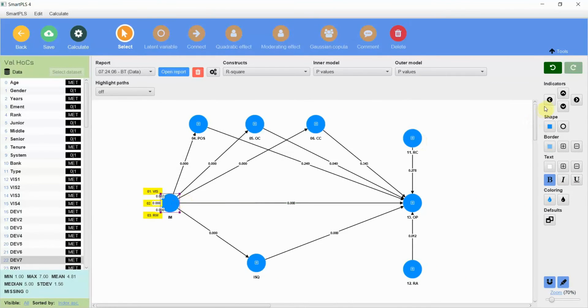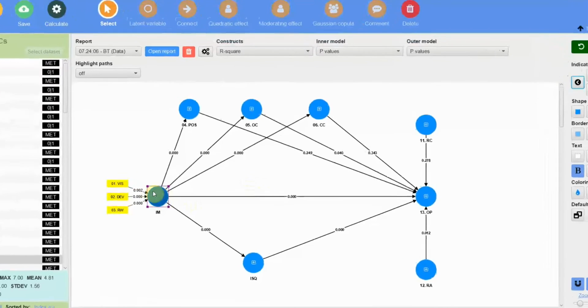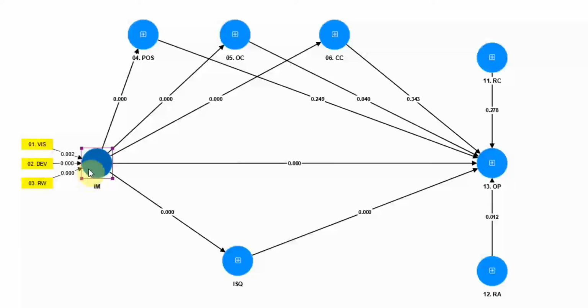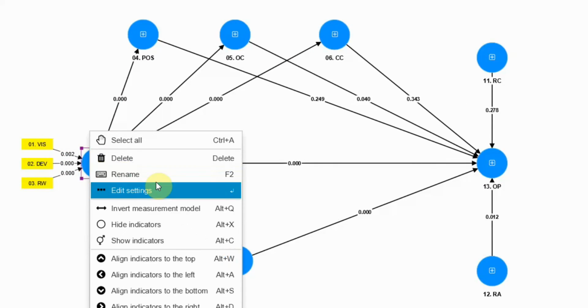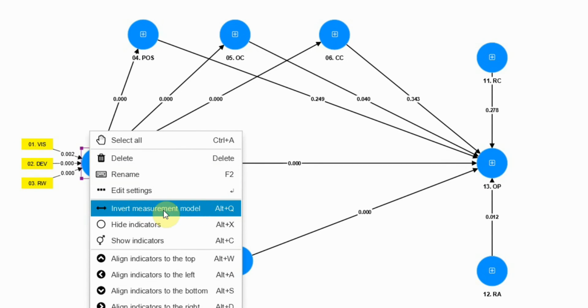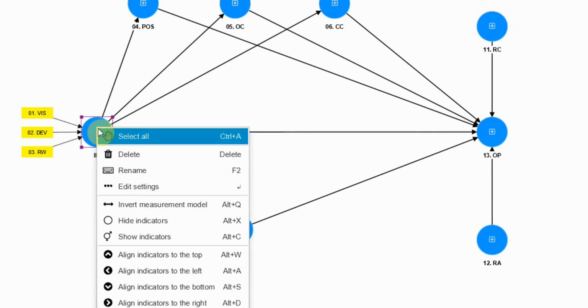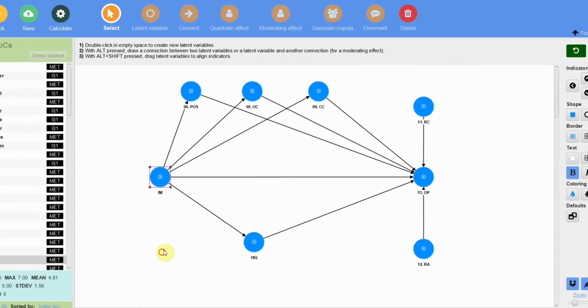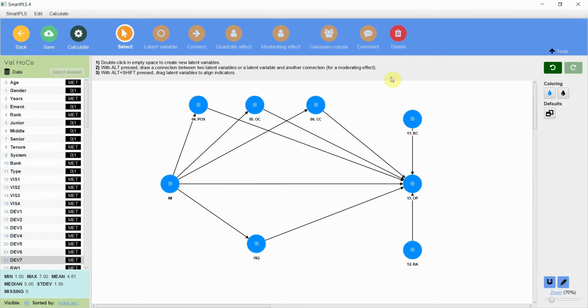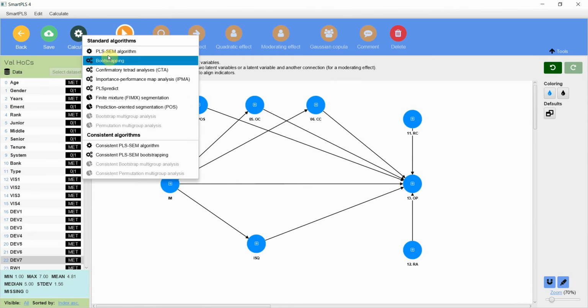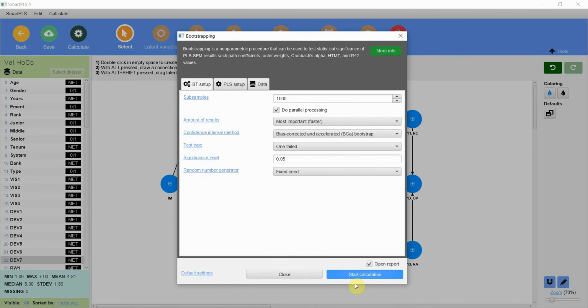Now just to double check, look at this one here. Let's move it here, click here, look at this. This is formative. Now what if it is reflective? Just right click on it and click invert measurement model and it will change between reflective and formative. Now in this case I want it to be formative, so this is how it is. Let's hide the indicators. Now if it is part of some indirect relationship, mediation, then obviously what we do is, again, let's quickly run the model.